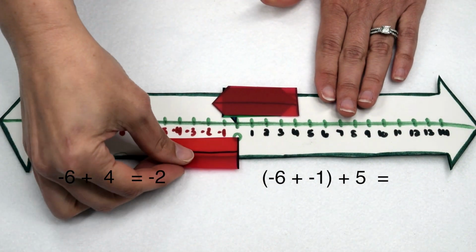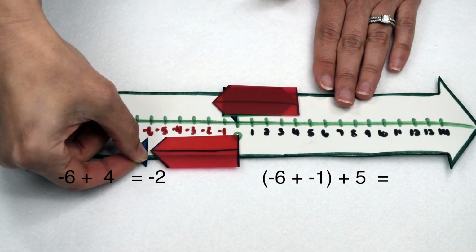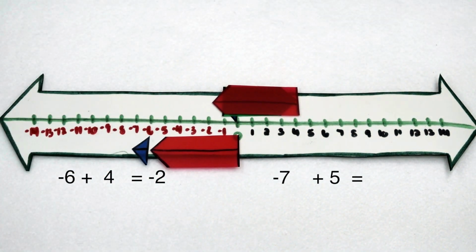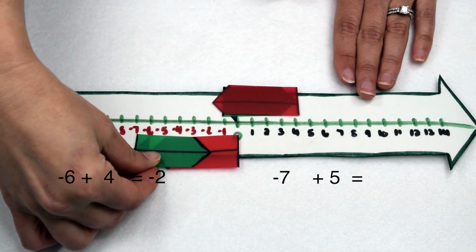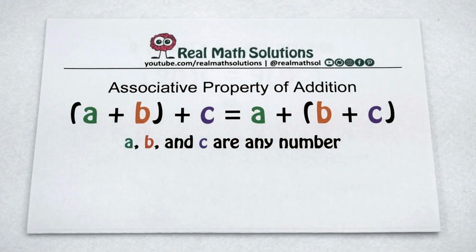Well, for that one, we're going to start at 0 and go 6 places to the left, add our -1, go 1 more place to the left, and that lands us at -7. To that sum of -7, we're going to add +5, which sends us back 5 places to the right, and that also lands us at -2. We can write a general rule for the associative property of addition. Let A, B, and C stand for any number. The associative property tells us that the sum of A plus B, then added to C, is going to be equal to the sum of B plus C, then added to A.